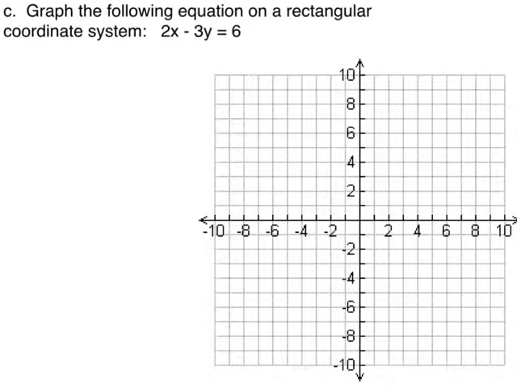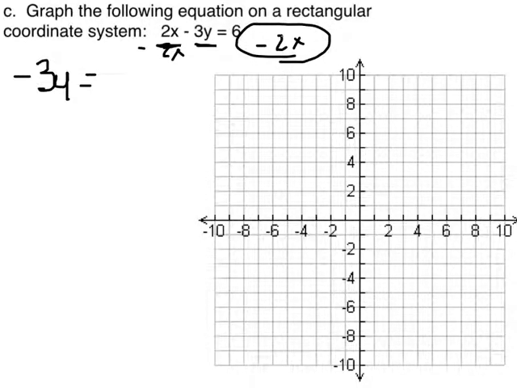Alright, starting with graphing here a little bit. It says graph the following equation on a rectangular coordinate system. Alright, so the first thing I need to do is keep this on the left and get this on the right. So I'm going to say negative 3y equals, I'm going to have to subtract 2x from both sides. So equals, and I'm going to put the x term first, okay, negative 2x plus 6.